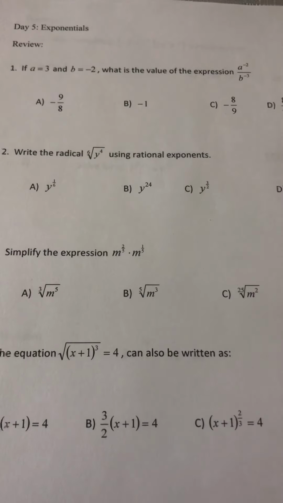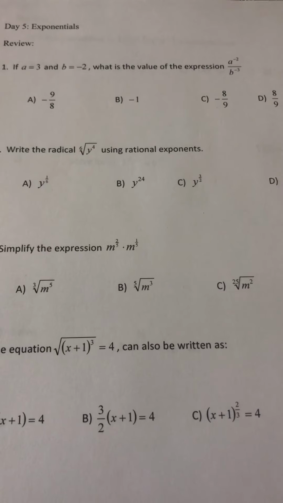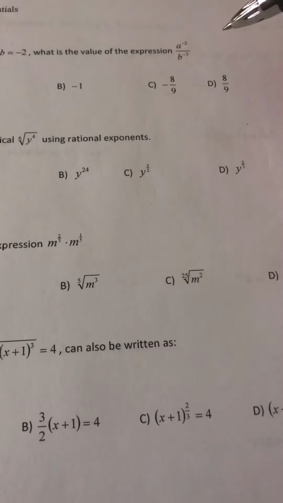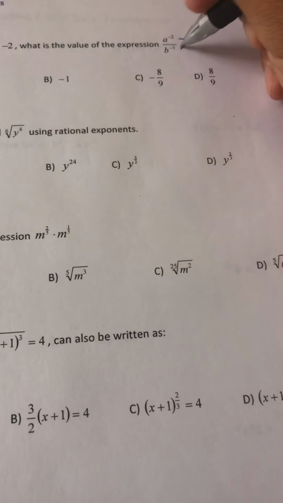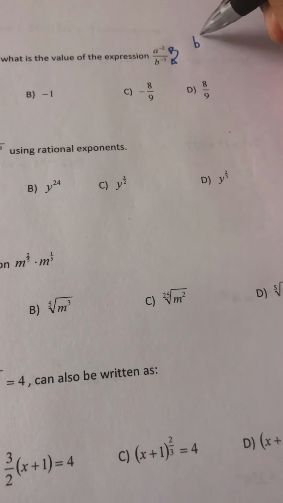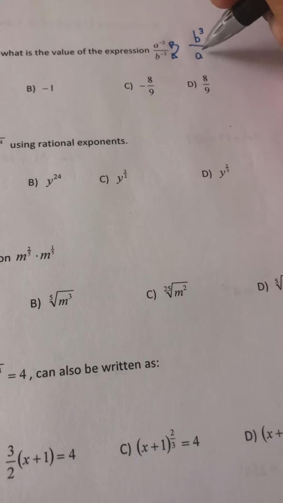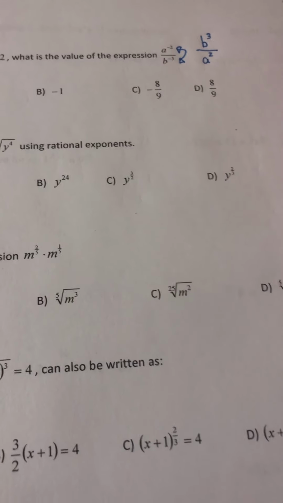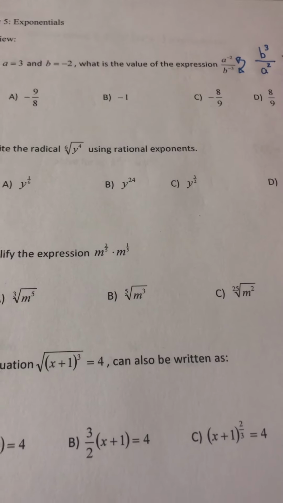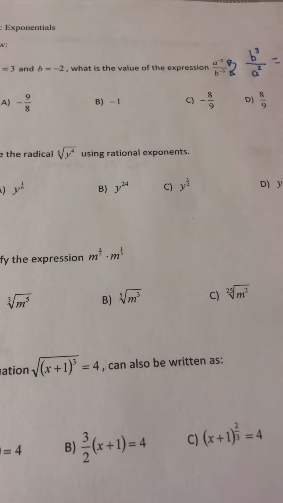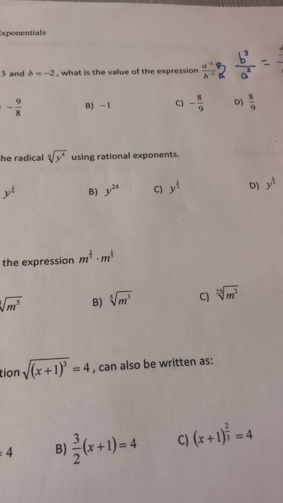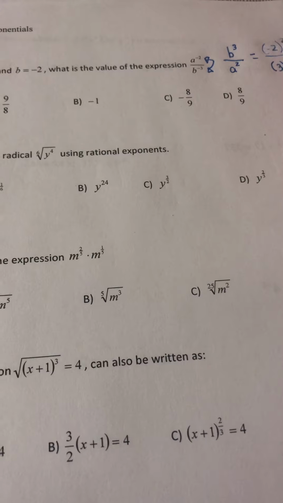Exponential Review. Taking a look at number one, the first thing that we're going to do, if we have a negative exponent, that means the variables are in the wrong spot, so we're going to flip these two. So this then becomes b to the third over a squared. The next thing we're going to do is plug in the values that each of them are. So in the bottom we have 3 squared. On the top we have negative 2 to the third power.